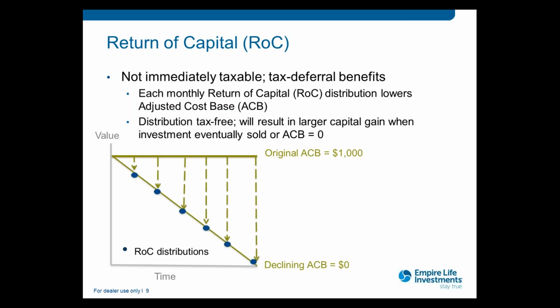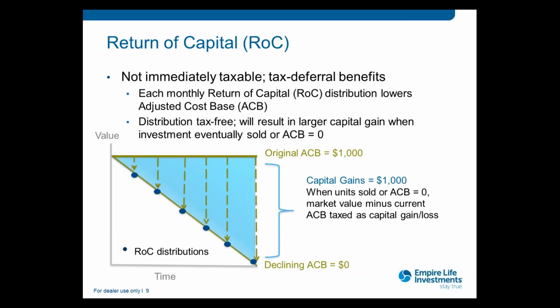Essentially, the amount of money you're taking out is equivalent over the long term to the growth in the actual contract. So at the end of that period of time, where that adjusted cost base is 0, the value of that fund is still exactly the same. But it does mean that all of that money that's still sitting in the contract will be a capital gain, would be equal to, in this particular example, $1,000. So it represents the market value minus the current adjusted cost base. That would be taxed as a capital gain, or it could be capital loss if the value has actually dropped.